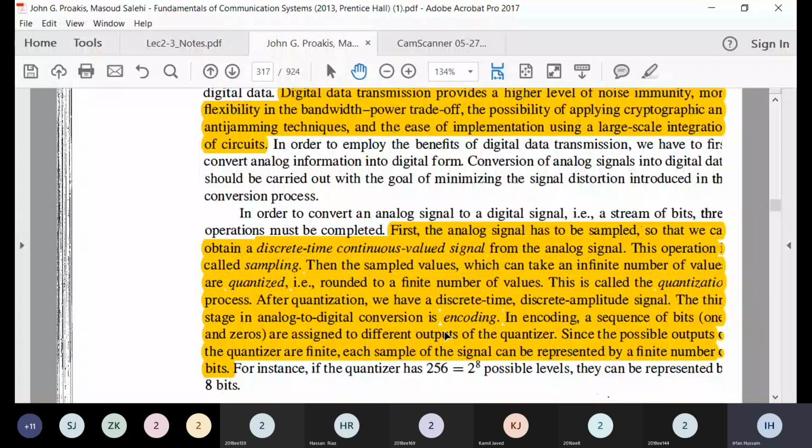Let us say if I have 256 different quantization levels, so I can very well use 2 to the power 8, or 8 bits. So every level among the 256 levels, you can represent by 8 bits, and those 8 bits will be just zeros and ones. So you have actually encoded an analog signal in terms of a sequence of zeros and ones.